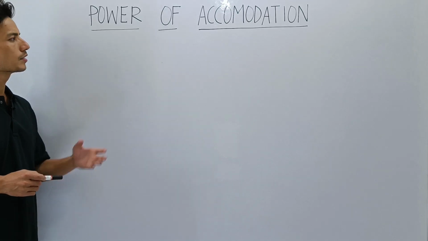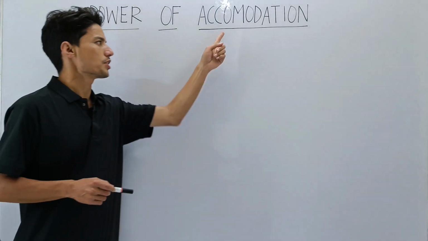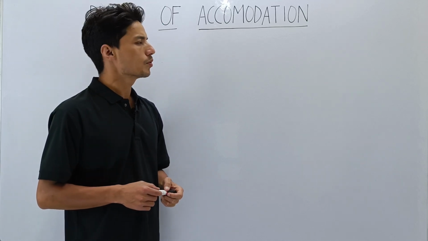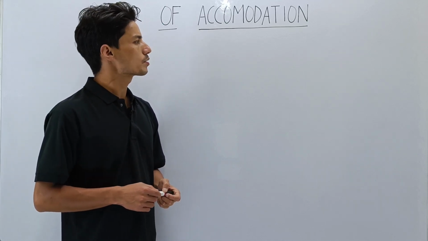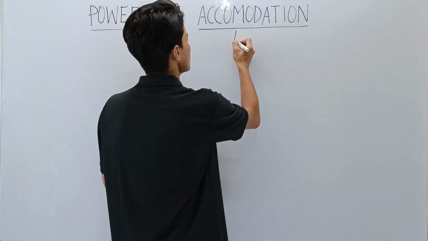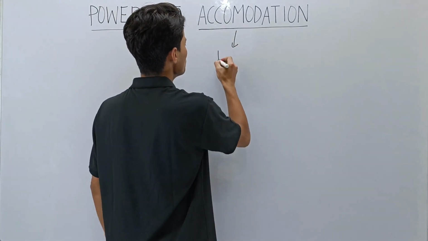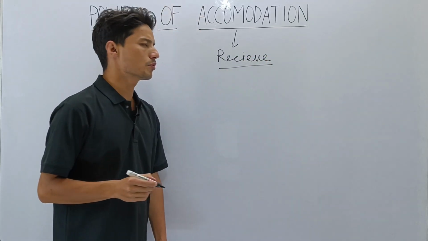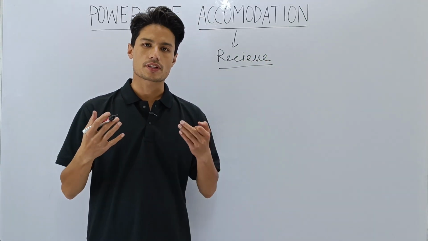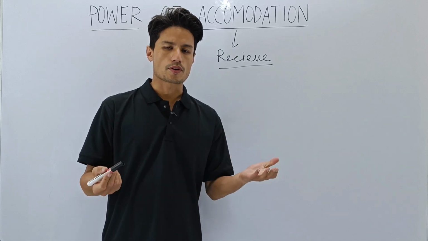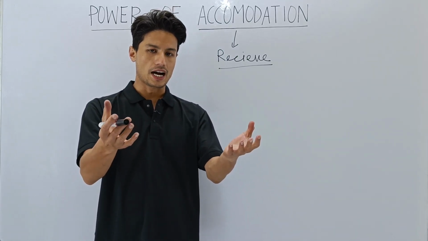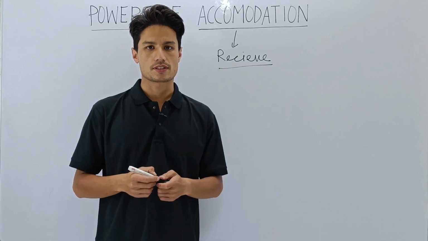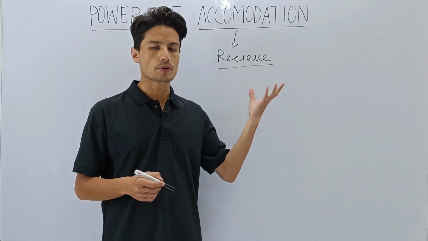The first thing that we will discuss is what is accommodation. So if I ask you what is accommodation, class, what will be your answer? So accommodation means to receive. Okay, the literal meaning of the word accommodation means to receive. So power of accommodation means the power of the eye lens to receive light rays. So this is what the topic will be about.